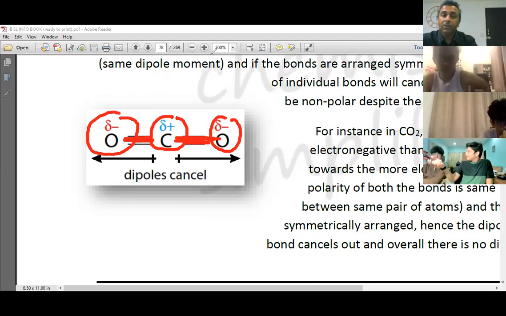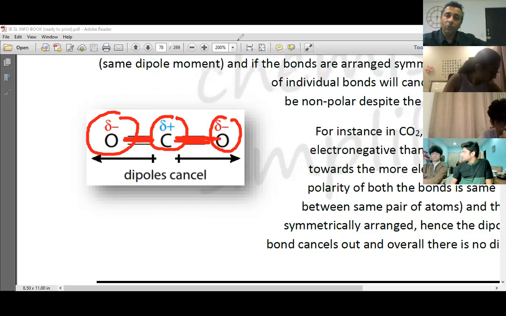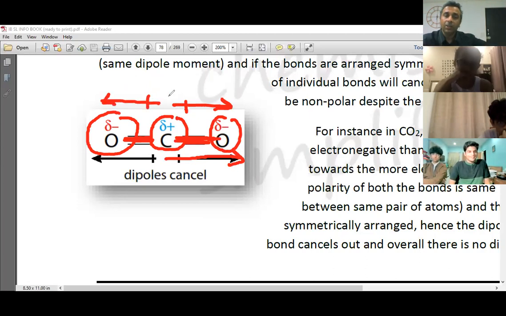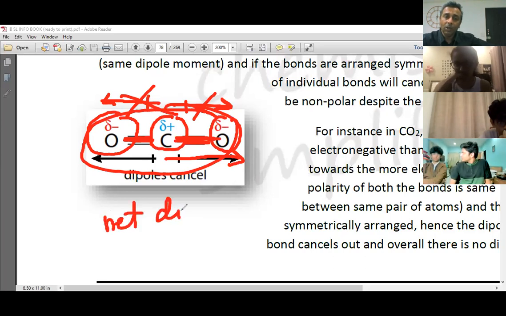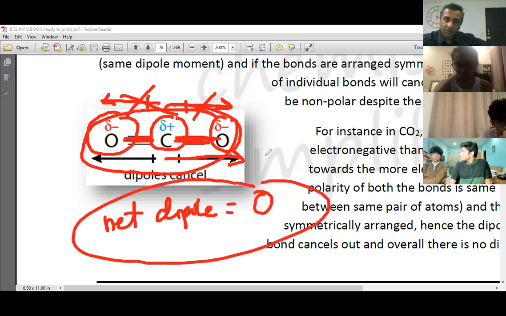But if you see the dipole moment or the vector of the two polarities, they are in the opposite direction. So this polar bond is in this direction, and this polar bond's polarity is in this direction. Because they're in the opposite direction, they will cancel out each other's effect. That's why carbon dioxide has the net dipole equal to 0. There is no net dipole because the dipoles cancel out.